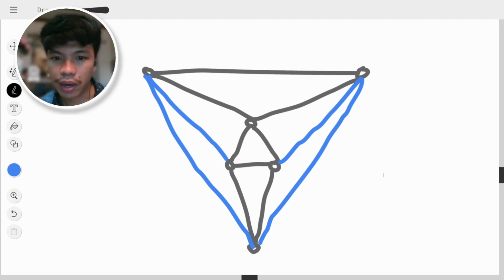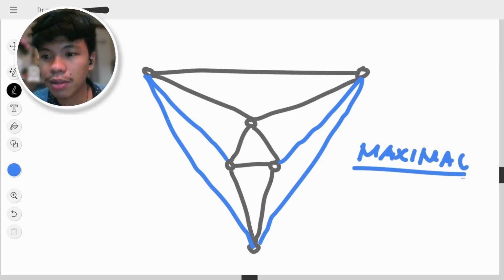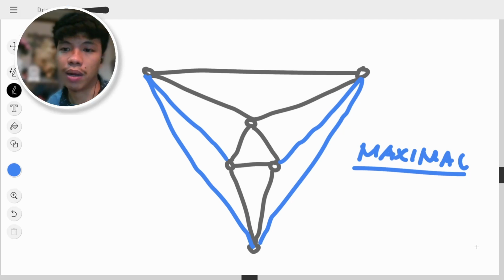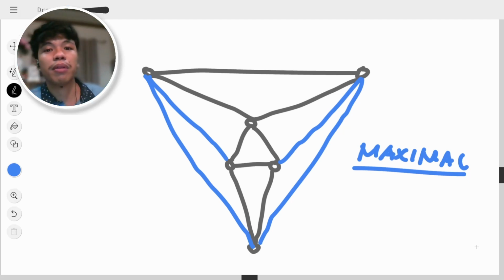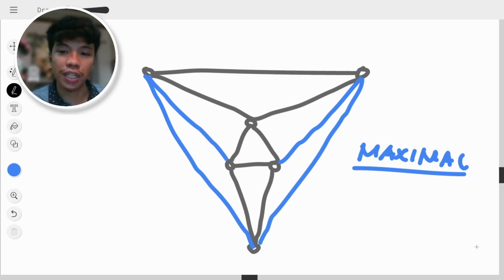So that's why this is now considered a maximal planar graph. If we add any more edges to our graph, it will result in a non-planar graph. This has the most number of edges, so that's why it is a maximal planar graph.